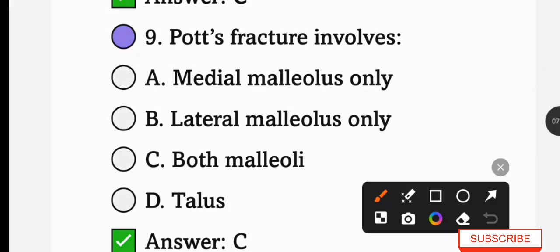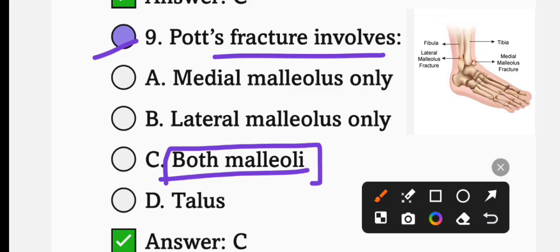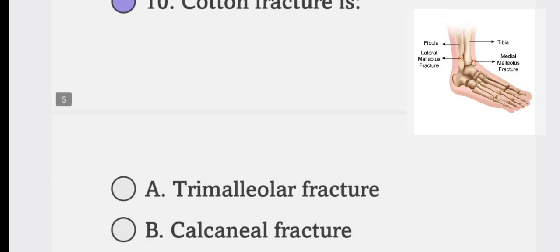Now come to our ninth question. Pott's fracture involves... So this is a very favorite exam question. Pott's fracture means a bimalleolar fracture of the ankle, meaning the lateral malleolus and the medial malleolus. So C option given is the correct option, both malleoli. At this point, when both sides of the ankle are broken, the ankle becomes unstable, so this is called a Pott's fracture. Okay, C option given is the correct option.